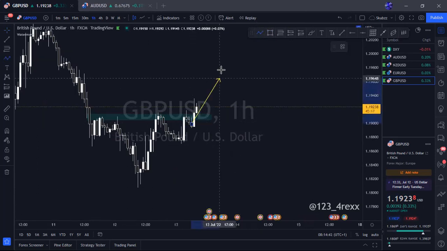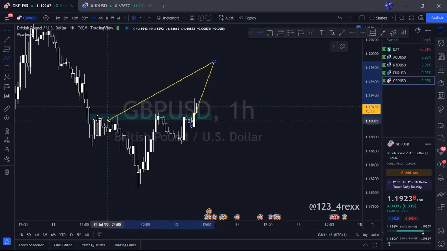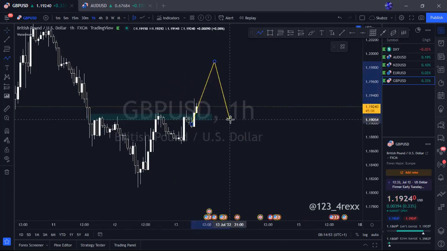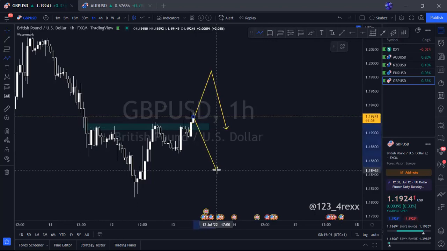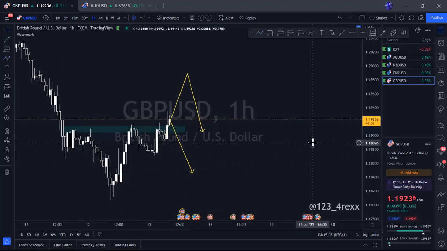Once you see that clear break of structure, then we can be waiting for the retest, because this level is a very strong level. Price tapped into this level 1, 2, 3, 4 times. So this is a very, very strong level, so you can watch out for that level. That's basically what I have on GBP USD. And at the same time, you can watch out for the break to the downside. That's basically it. Hope you guys understand.